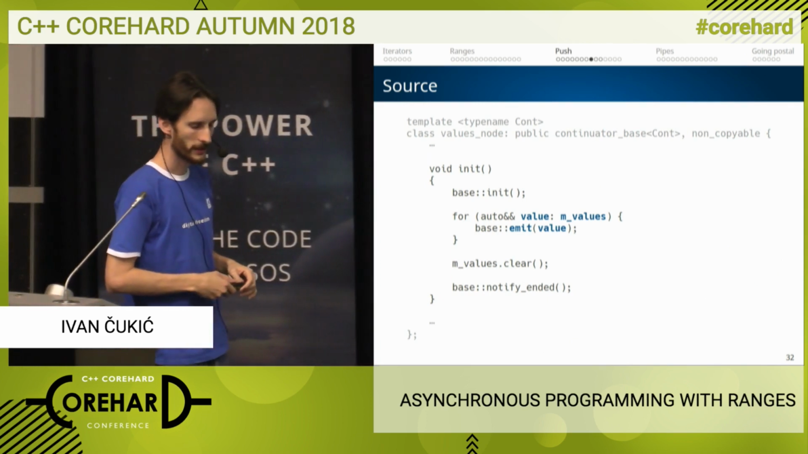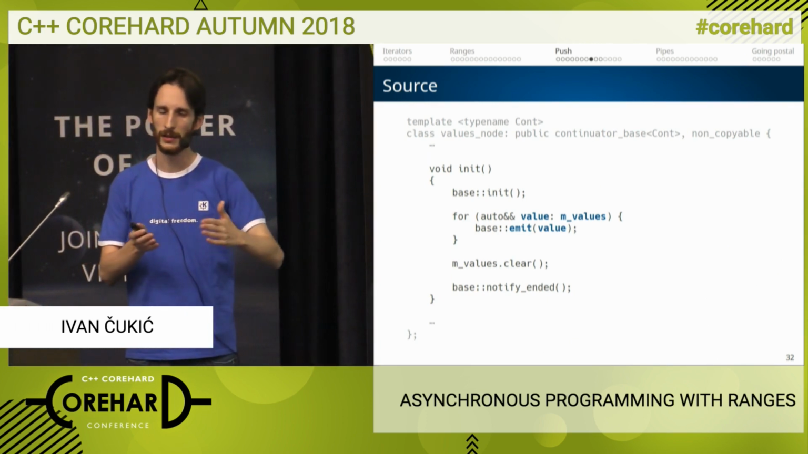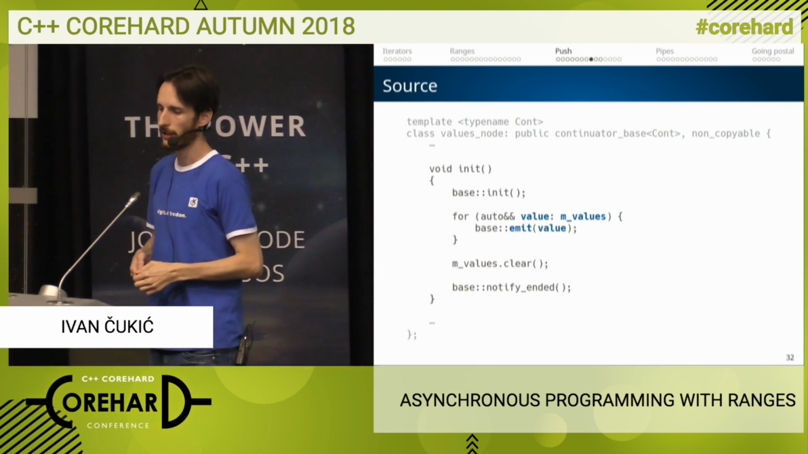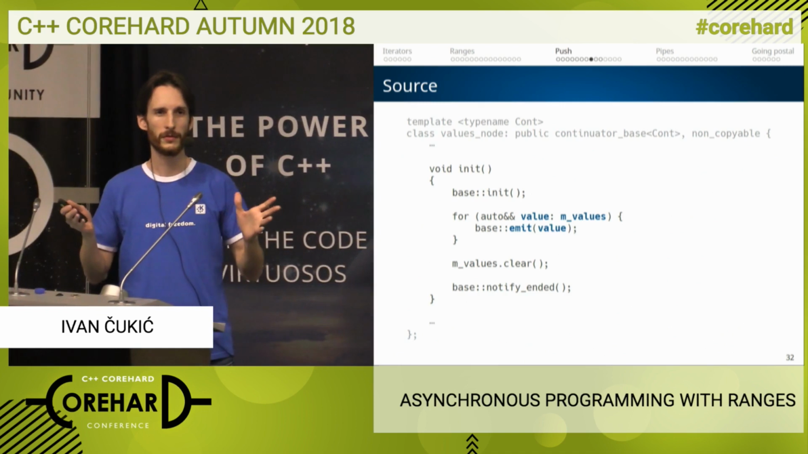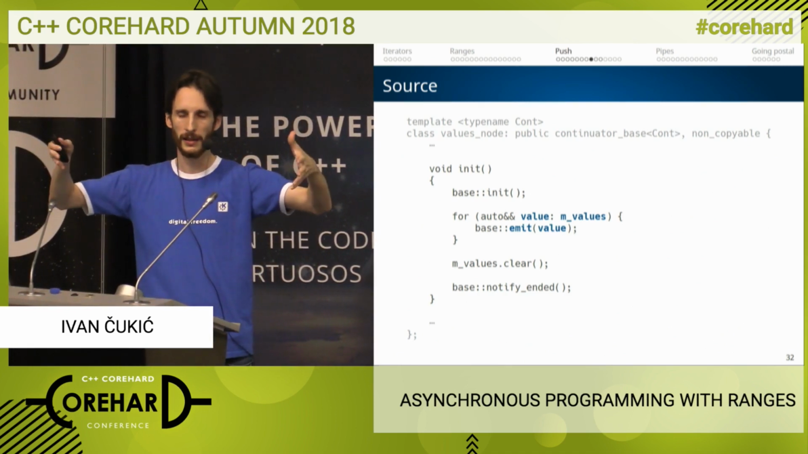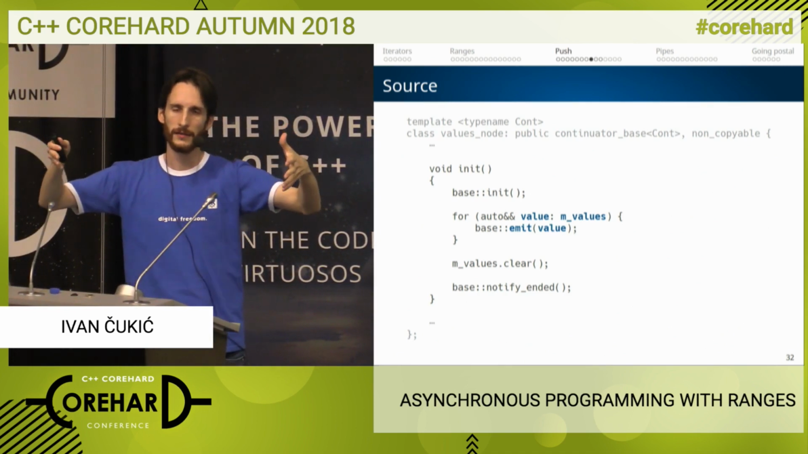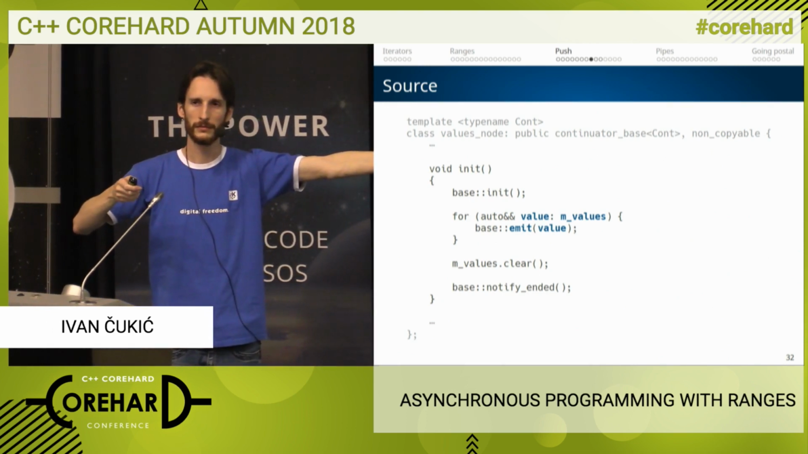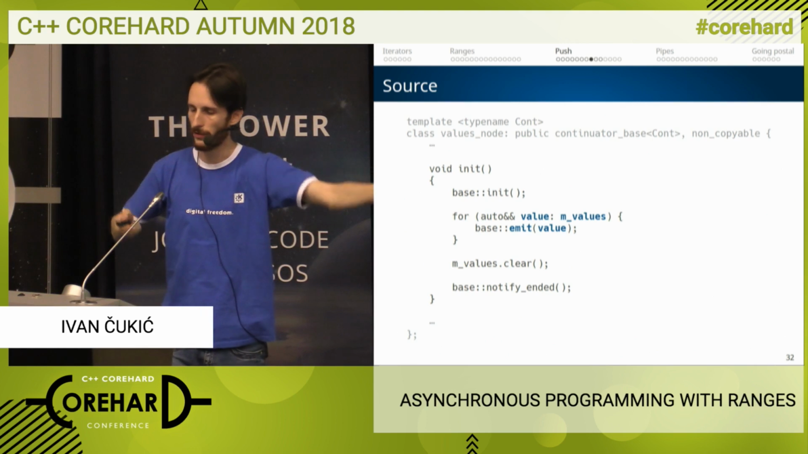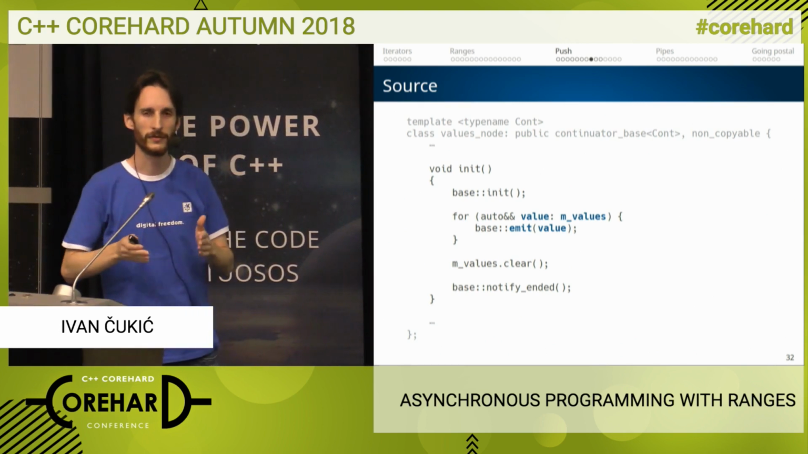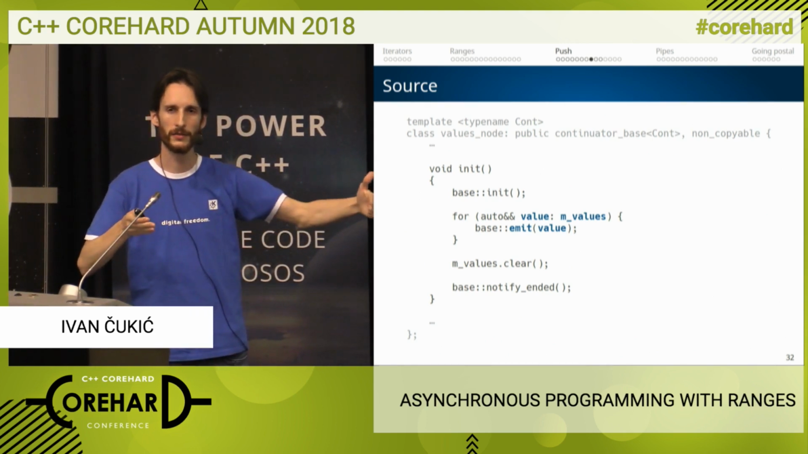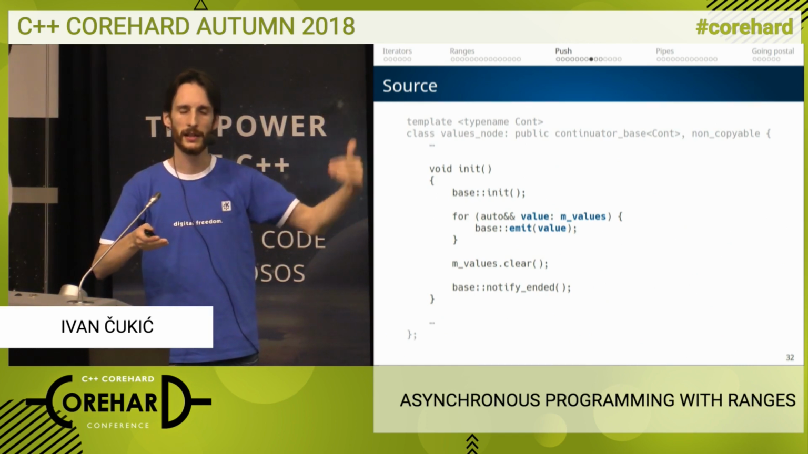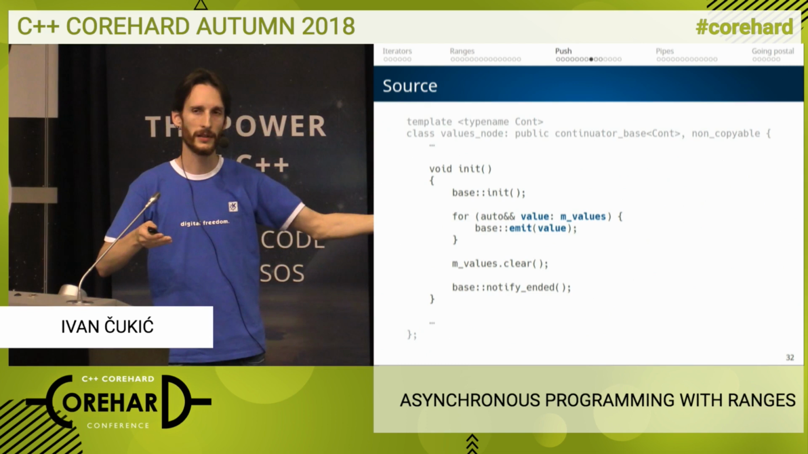So we can start with a simple source push iterator, and we can say, okay, we want to be able to have a vector of values. And when our system starts, we want to emit those values one by one. It should be fairly trivial. Just go through with the range for loop through all the values and call emit, emit, emit. Before that, initialize, and after that, report that we don't have any more values.